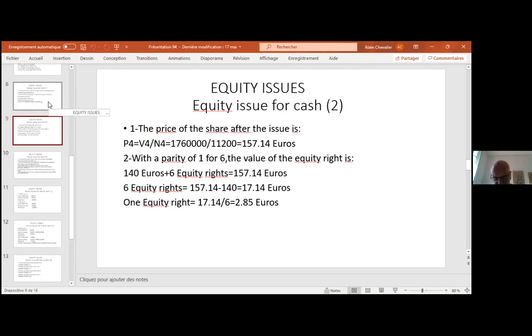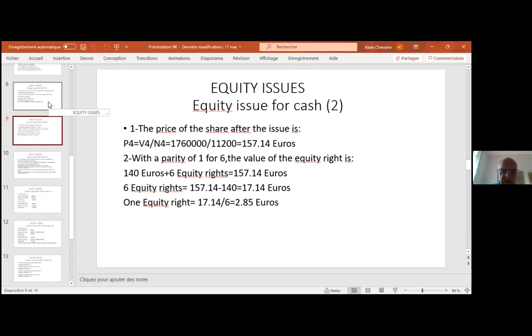And the counterpart, what you obtain, is a new share, and we know the theoretical price of a new share. We just calculated this price at the beginning of that slide, which is 157.14 euros. That means for 140 euros in cash plus 6 equity rights, you get a new share. The value of a new share is 157.14.